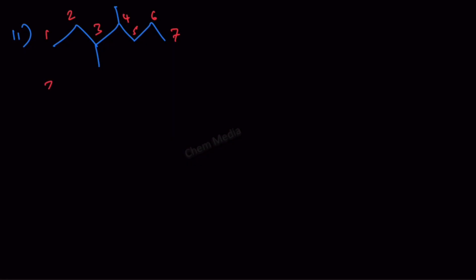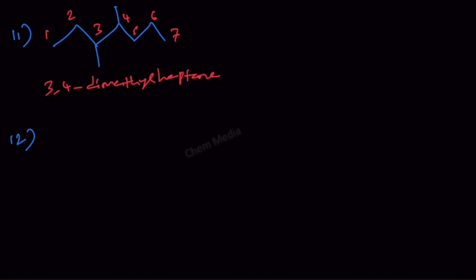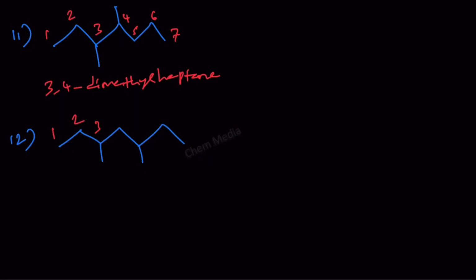We wrote 10 isomers so far. Let's move to number 11, 1, 2, 3, 4, 5, 6, 7. Let's put 1 methyl group at 3 position, 1 methyl group at 4th position. This is 3,4-dimethylheptane. And then number 12, we can also write 3,5-dimethylheptane. One methyl group at third position, one methyl group at fifth position. So this is 3,5-dimethylheptane.